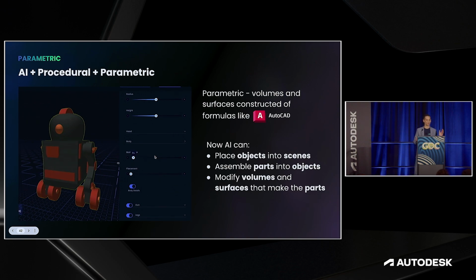So through that combination of AI, procedural, and parametric together, we can go from the highest level of creating scenes by placing multiple objects in a scene. We can go down to the lower level of one object by assembling parts together into an object, and all the way down to the level of a single one of the shapes, or the parts that create an object, and we can modify the volumes and surfaces of that shape with AI.